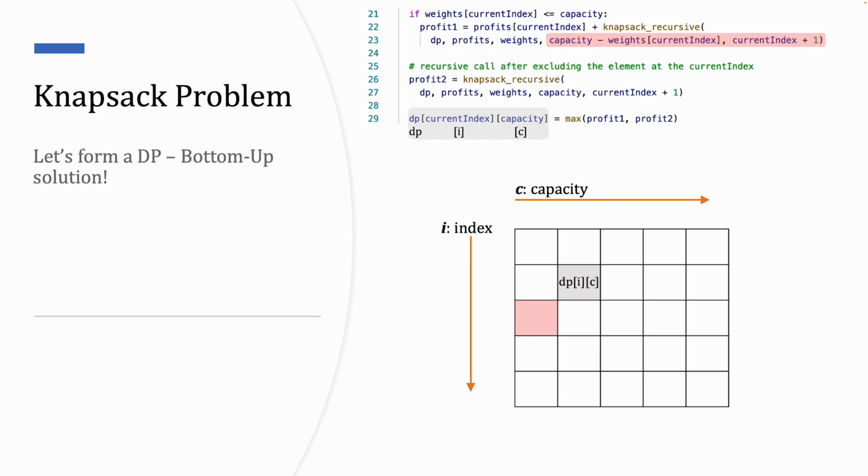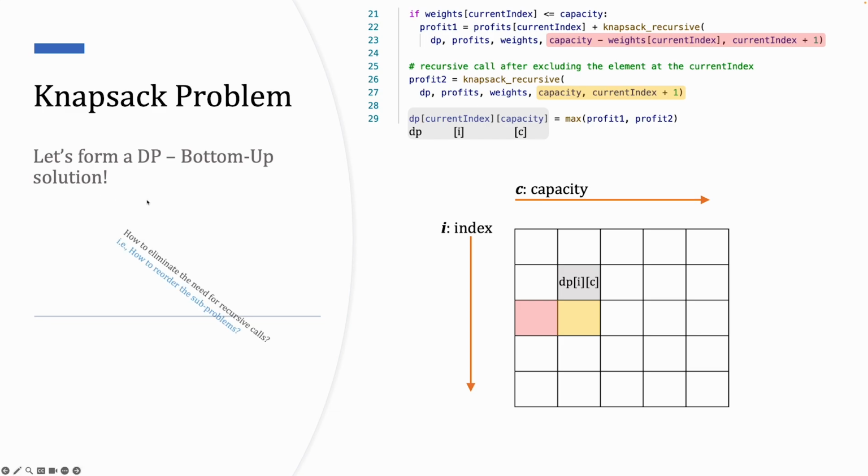Now, is that all? No. The optimal solution is the best of two things. What is the second thing? The second thing here is this subproblem: capacity, current index plus 1. You might already be able to locate this. This is going to be just to the south of the current cell. And these are the two cells we need in order to compute DP[i][c]. We don't have them yet because we haven't explored them. Therefore, we have to make a recursive call.